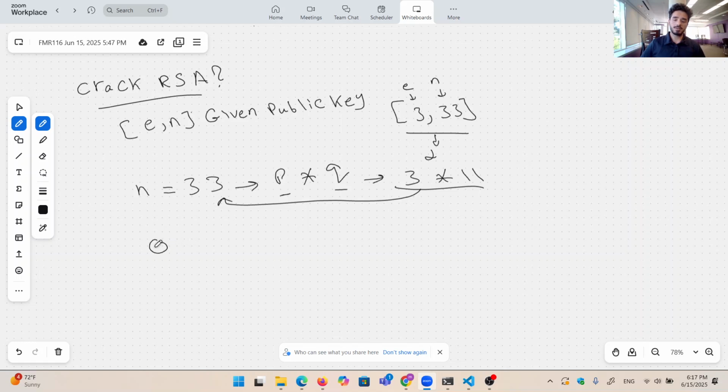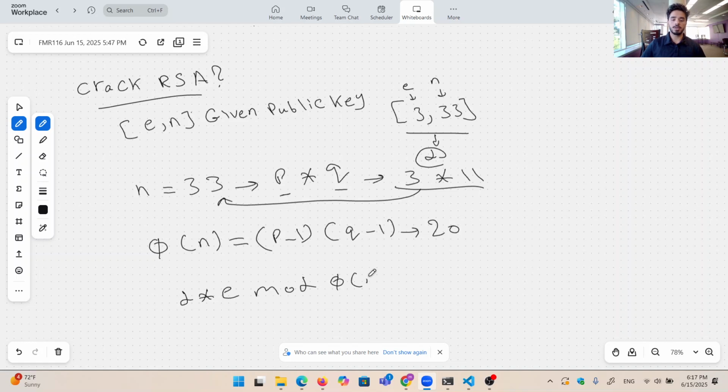Now we can get phi of n. Phi of n is equal to (P minus 1) times (Q minus 1), so in this scenario it will be 20. Given phi of n, we can get d, because d times e modulus phi of n equals 1, because d and e should be relatively prime too. In this scenario we have e equal to 3, so d should be 7. So here it is, we got the private key and it's easy.